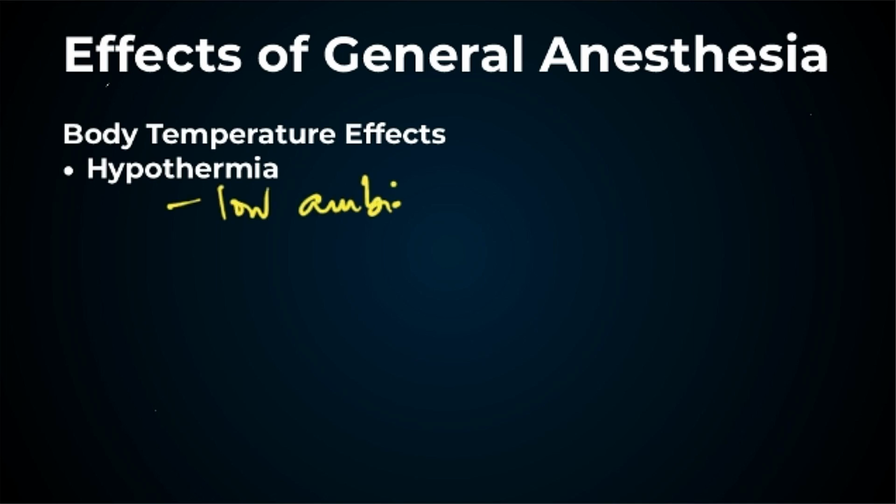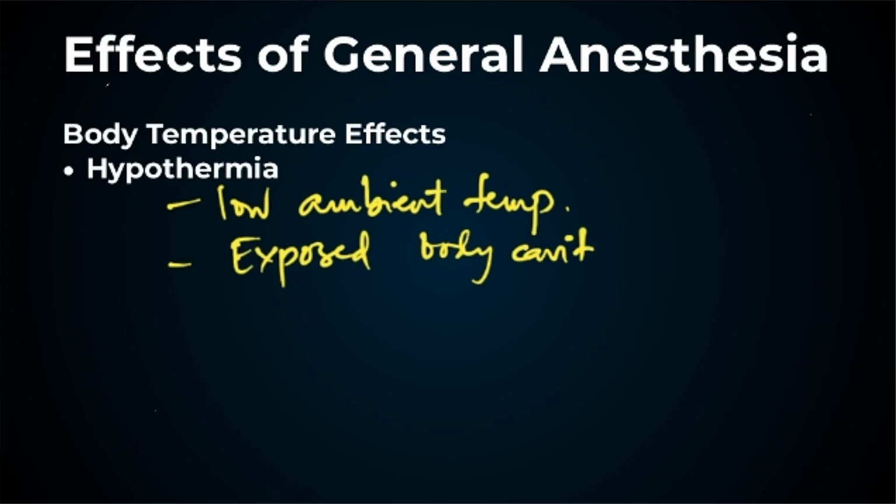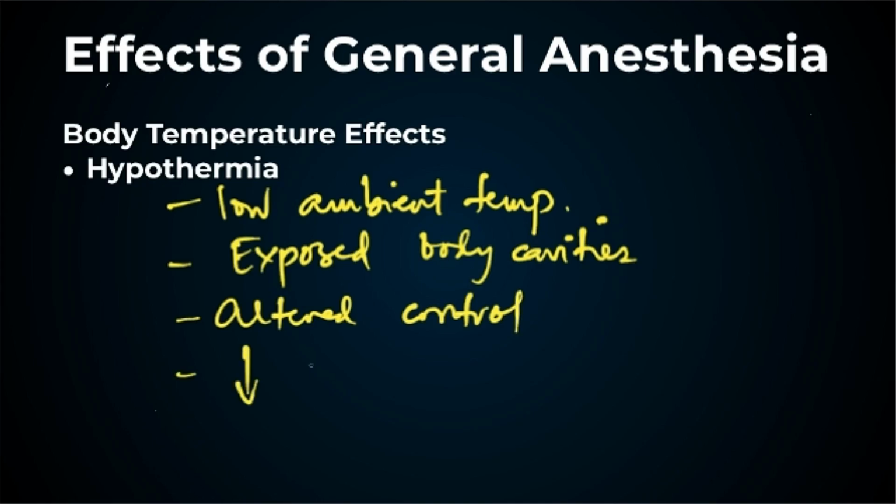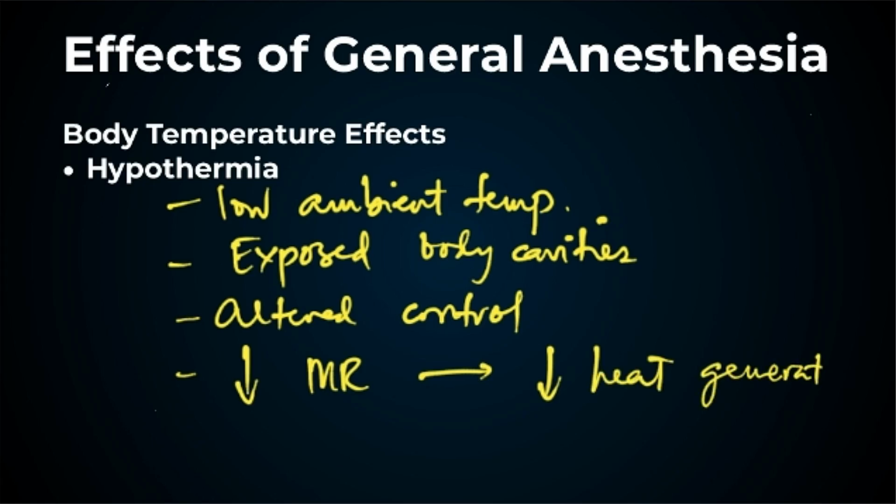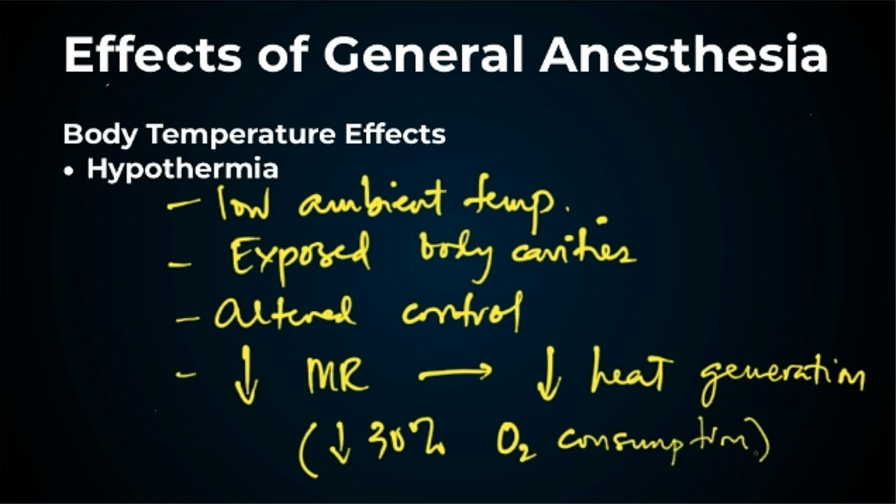Now, general anesthesia also has effects on the body temperature, specifically hypothermia. This can be due to the low ambient temperature. This may also be because of the exposure of the body cavities. Of course, you're opening up a patient. Also because of the altered thermoregulatory control affected by the anesthetic agents, and because of reduced metabolic rate. If there is reduced metabolic rate, there is also reduced generation of heat in the body. Specifically, there is a 30% reduction in the total body oxygen consumption.